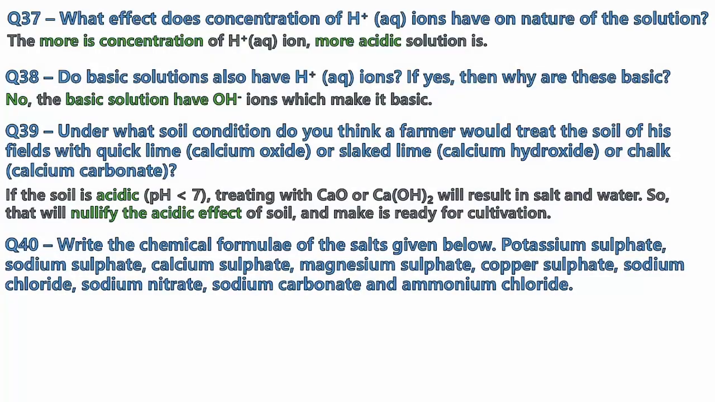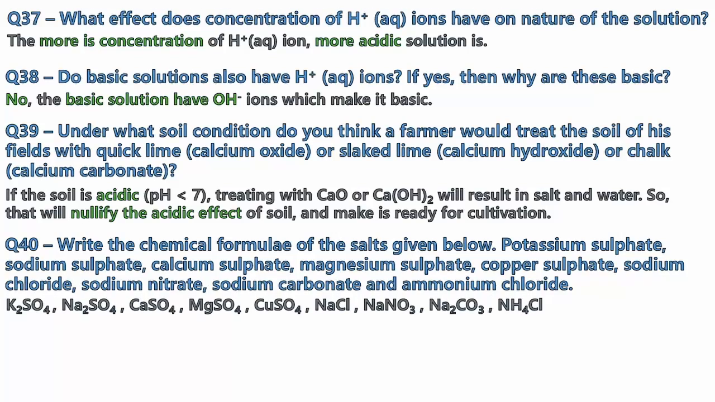So let's continue. We want to write the chemical formulae for the salts below: potassium sulfate, sodium sulfate, calcium sulfate, magnesium sulfate, copper sulfate, sodium chloride, sodium nitrate, sodium carbonate, and ammonium chloride. So potassium sulfate is K2SO4. Remember, see the K2. Similarly, sodium sulfate is Na2SO4. Calcium sulfate is CaSO4. Magnesium sulfate is MgSO4.